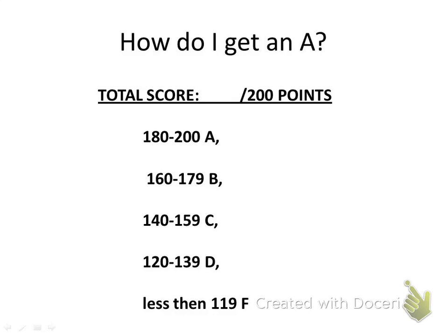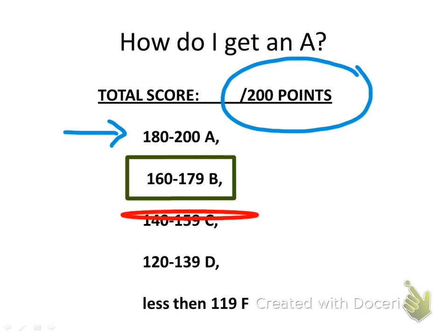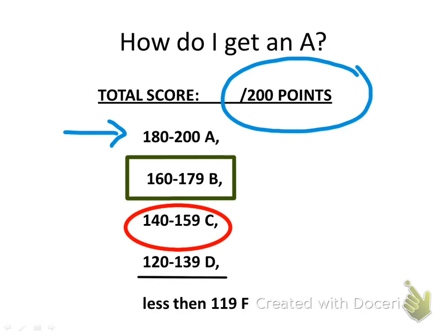How do I get an A? Like previously stated, your total score is out of 200 points. To receive an A, you must get 180 to 200 points on the rubric. To get a B, you must score 160 to 179 on the rubric. To get a C, you must score 140 to 159 on the rubric. To get a D, you must score 120 to 139. Anything less than 119 points, it will be scored as an F.